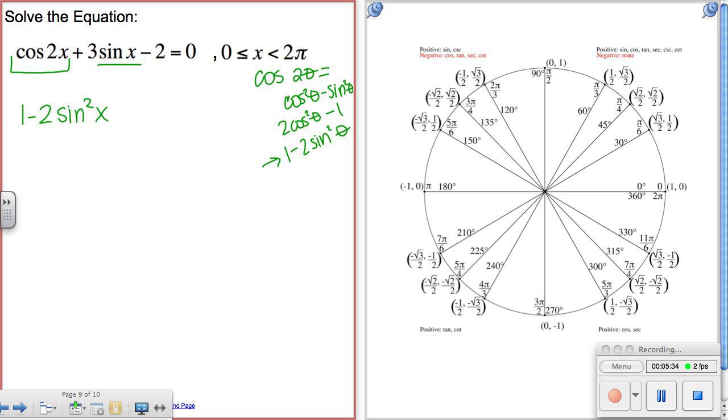I'm still going to have the plus 3 sine x and the minus 2. Just like I did in the other one, I'm going to add everything to the other side to make my sine squared positive. So we're going to have 2 sine squared, a negative 3 sine x. Now the positive 1 and the negative 2 add up to negative 1, and when I flip it over, it turns positive. So we're going to have plus 1 there.